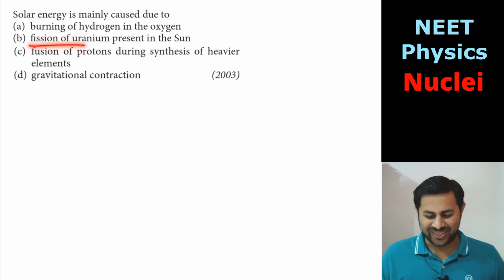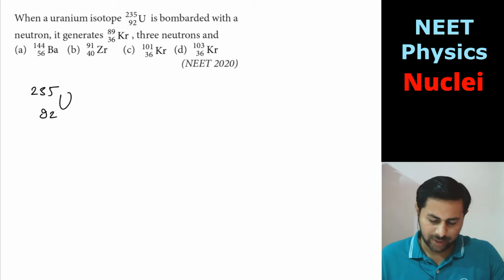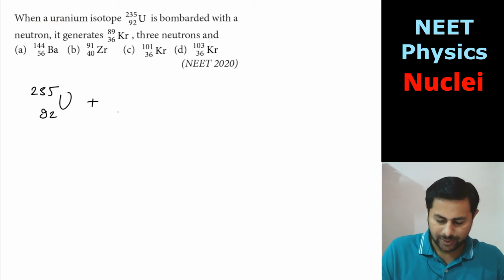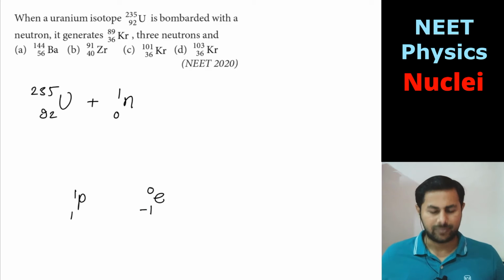So this is again a NEET 2020 question. When uranium isotope U-92-235 is bombarded with a neutron. So for a neutron, atomic number is 0, mass number is 1. For a proton, remember this, atomic number is 1, mass number is also 1. For electron, atomic number is -1, mass number is 0, right?